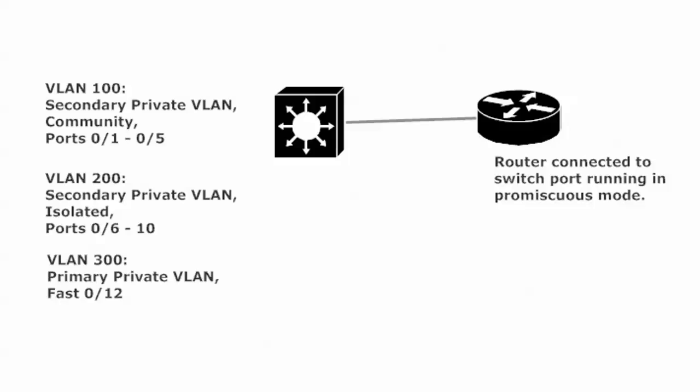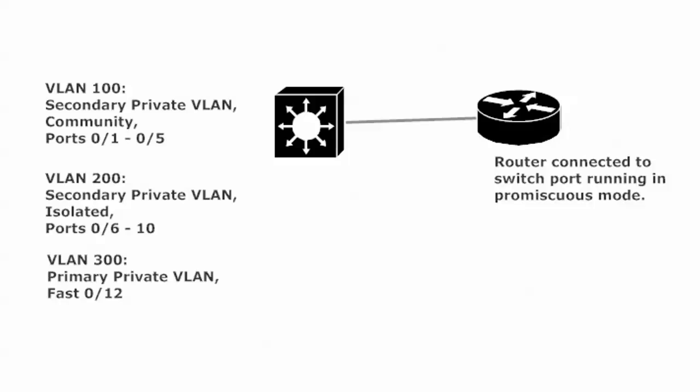To get some experience with these commands and these mappings that we're talking about, we're going to go ahead and create 3 VLANs from scratch here: 100, 200, and 300. VLAN 100 is going to be a secondary private VLAN of the community sort. We're going to put ports 1 through 5 in there. VLAN 200 is a secondary private VLAN of the isolated kind. We're going to put 5 ports in there just for fun as well. Going to get a little practice with the interface range command there.